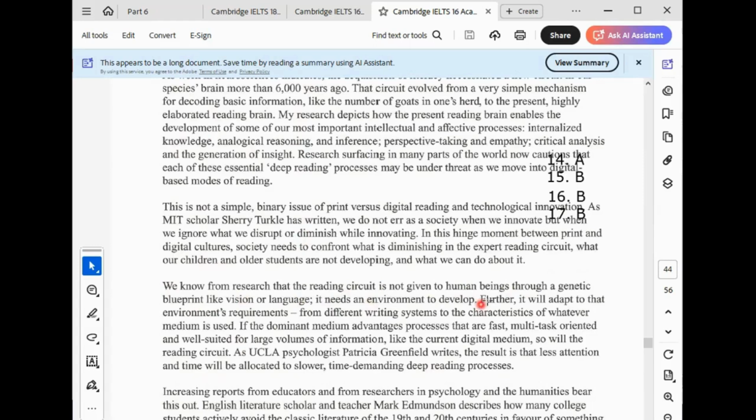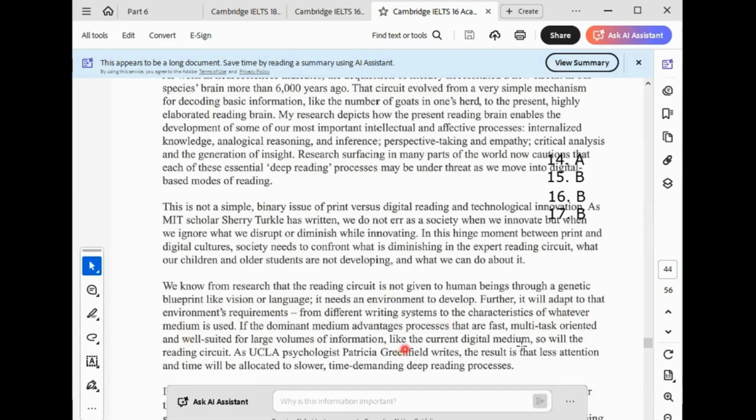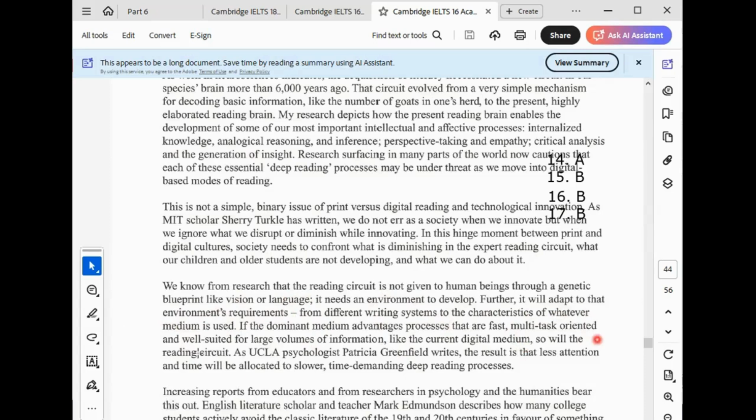Further, it will adapt to the environment's requirements. The reading circuit will adapt to the environment's requirements, from writing systems to the characteristics of whatever medium is used. If the dominant medium advantages processes that are fast, multitask-oriented, and well-suited for large volumes of information, like the current digital medium, so will the reading circuit.